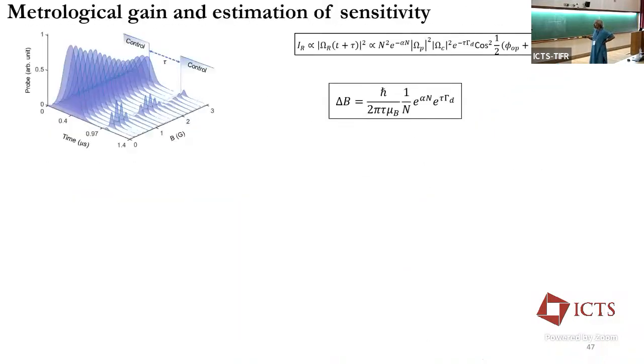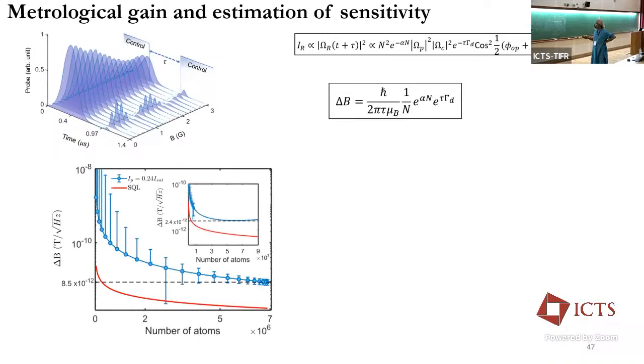So given that, this is the sensitivity plot, and you actually see these are our measurements, and as we increase the number of atoms, this comes down. We are basically around 10^6, 10^7 atoms. This is the SQL, this is one configuration. We are a few dB away from the SQL.